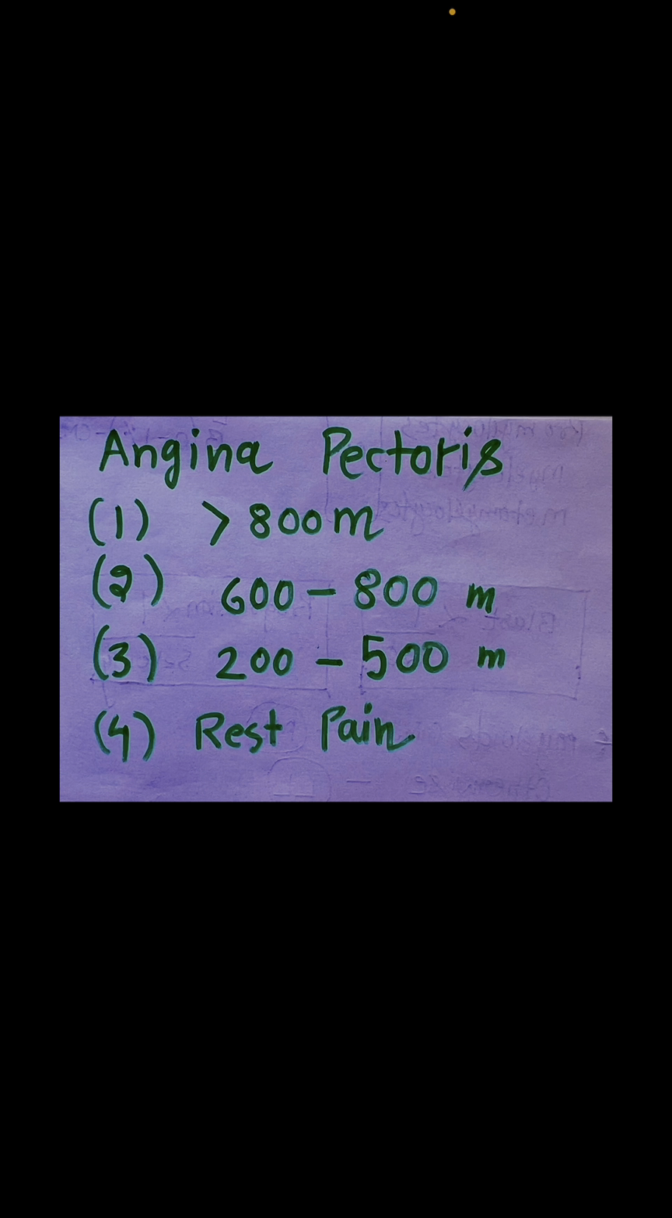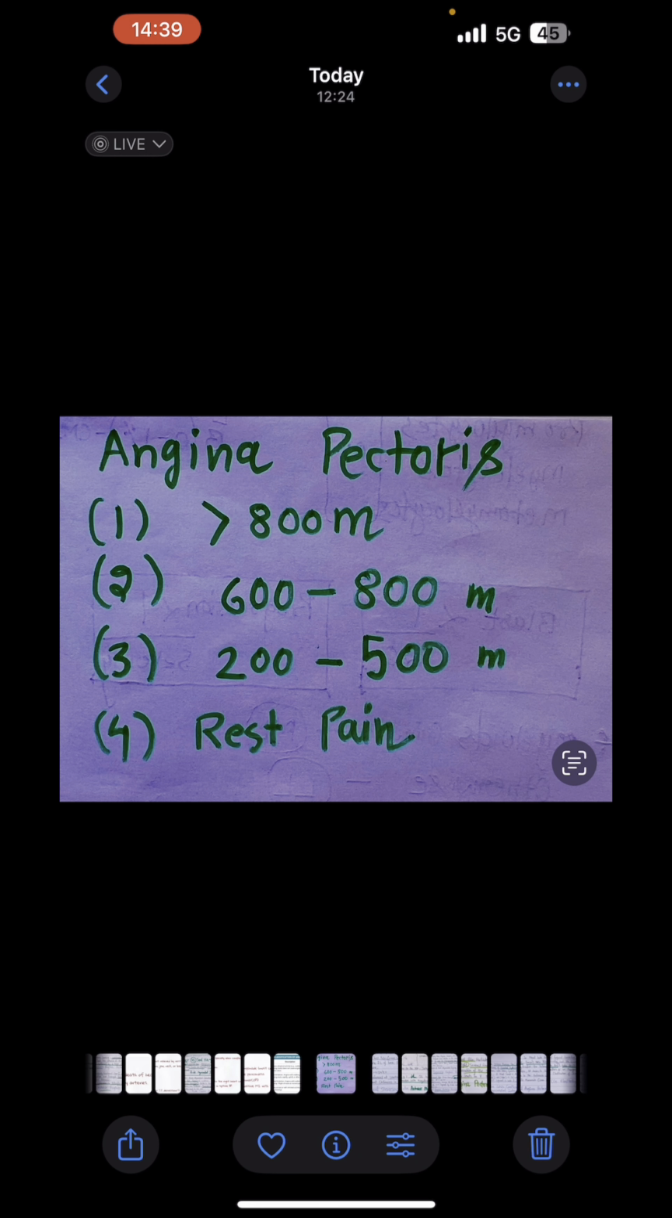In class 4, the patient cannot walk at all. In class 3, the patient will walk up to some 500 meters. In class 2, the patient will be able to walk 700 or 800 meters. And in class 1, which is the easy class, the patient will be walking enough, more than 800 meters. So I hope you will understand it.